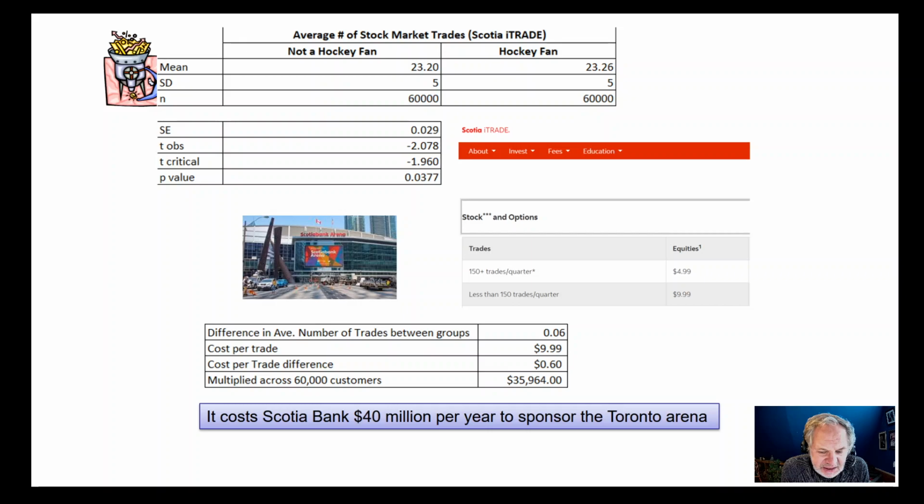Considering that they're spending $40 million per year to slap their name on the arena, that isn't really that big a difference, right? It's statistically significant, but not practically significant. Okay, and that is it. So when you're working with big data, you have to be careful not to just blindly follow your statistical inferential tests. You've got to also step back and go, okay, I found a statistical difference. My n's are huge. Is this of any practical value?